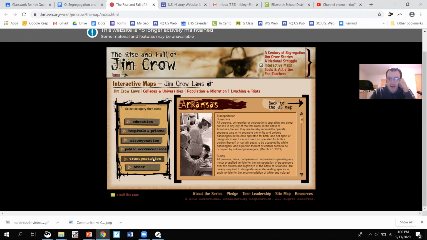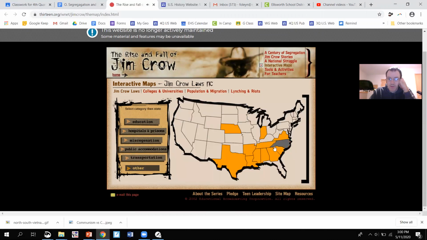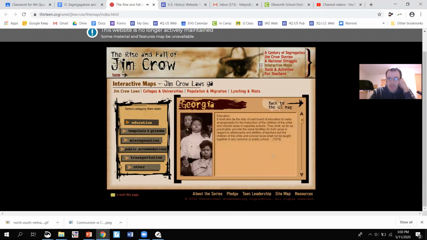If you look at other things, for example, let's go back to the US map here. Let's choose another state here. If we look at education, for example, it shall be the duty of said Board of Education to make arrangements for the instruction of the children of the white and colored races in separate schools. So in Georgia, you have to have separate schools for white and Black students.